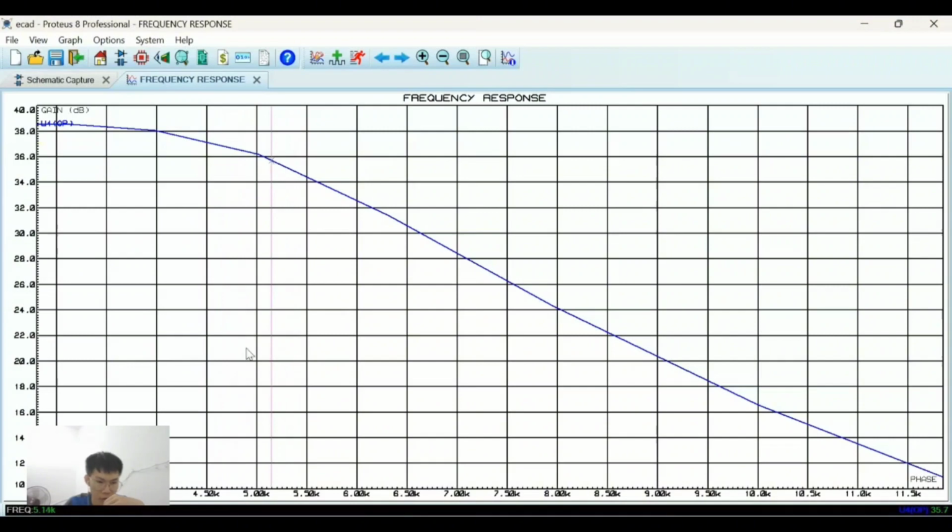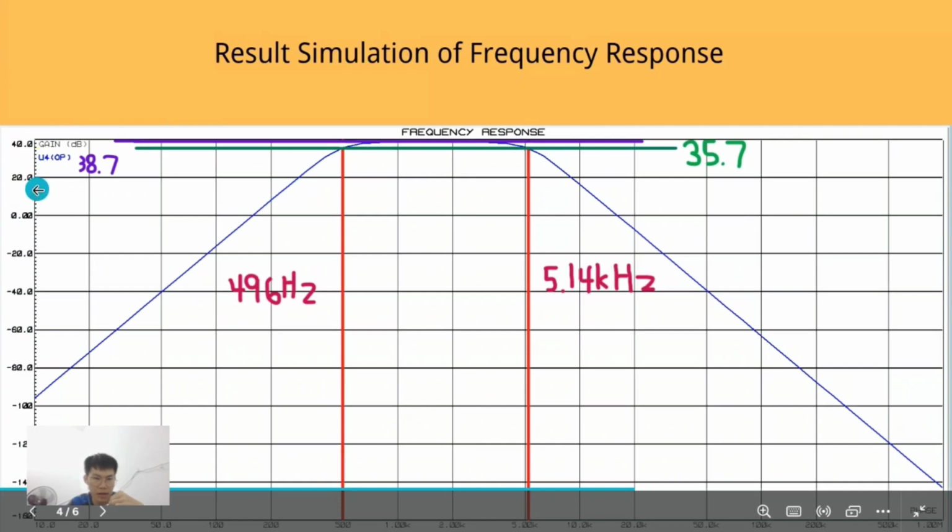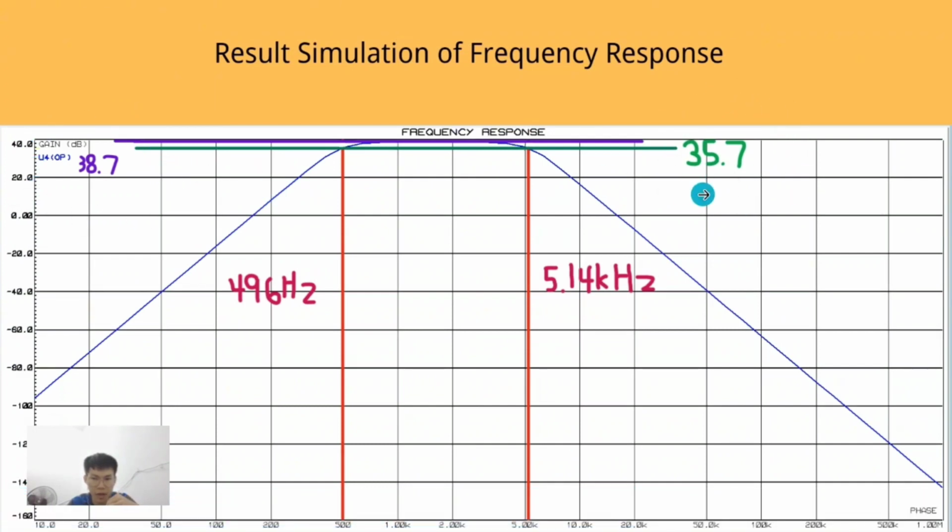Okay, this is 5.14K. Then we label it. The purple color is the mid gain, and this is the gain for the cutoff frequency, and this is the low cutoff frequency and the high cutoff frequency.